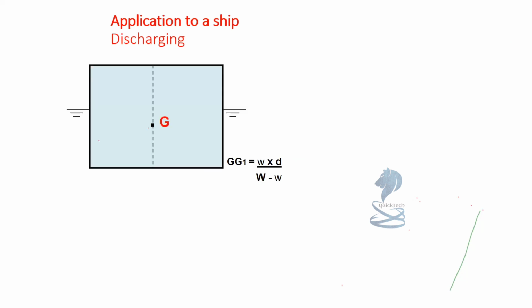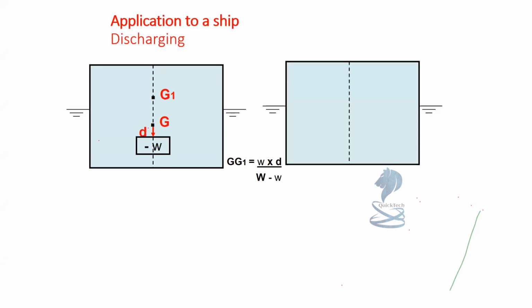When mass small w is removed from the lower part of a ship, the center of gravity will shift directly opposite to a point GG1 as shown in the figure. Now let's take another case where a weight W is removed from the upper side of a ship. How the center of gravity will move towards the lower side of the ship.